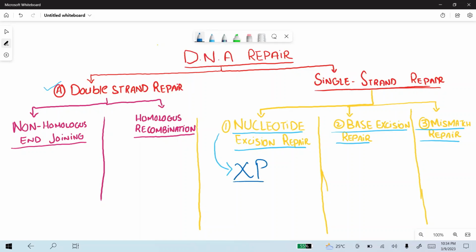While base excision repair is basically due to deamination reactions, the deamination is due to multiple causes. It may be spontaneous or due to exogenous nitrates.